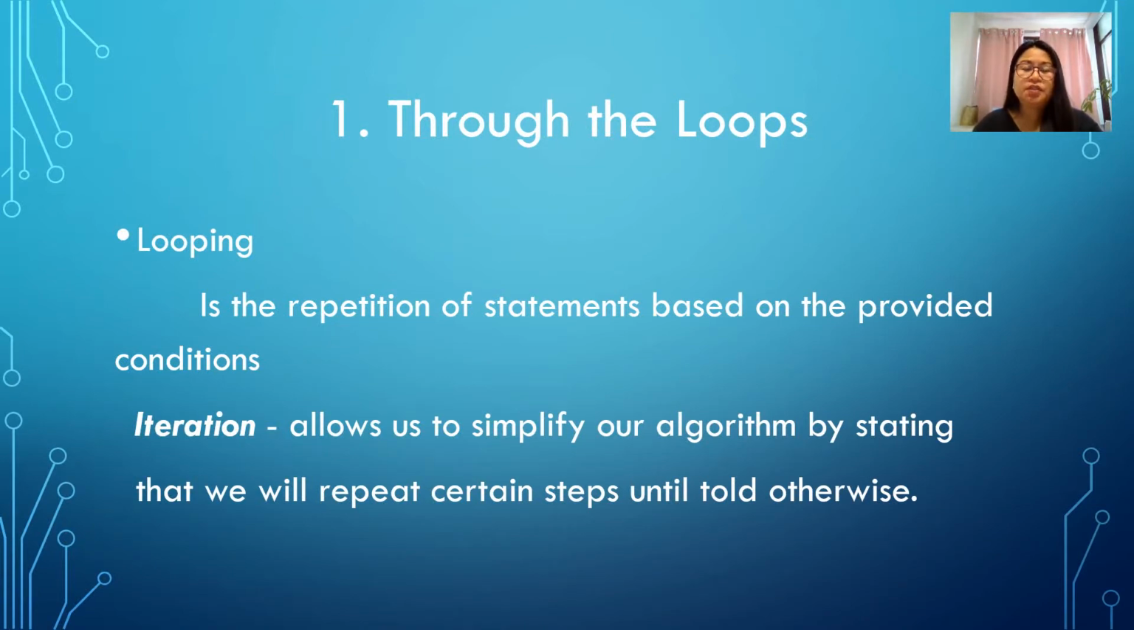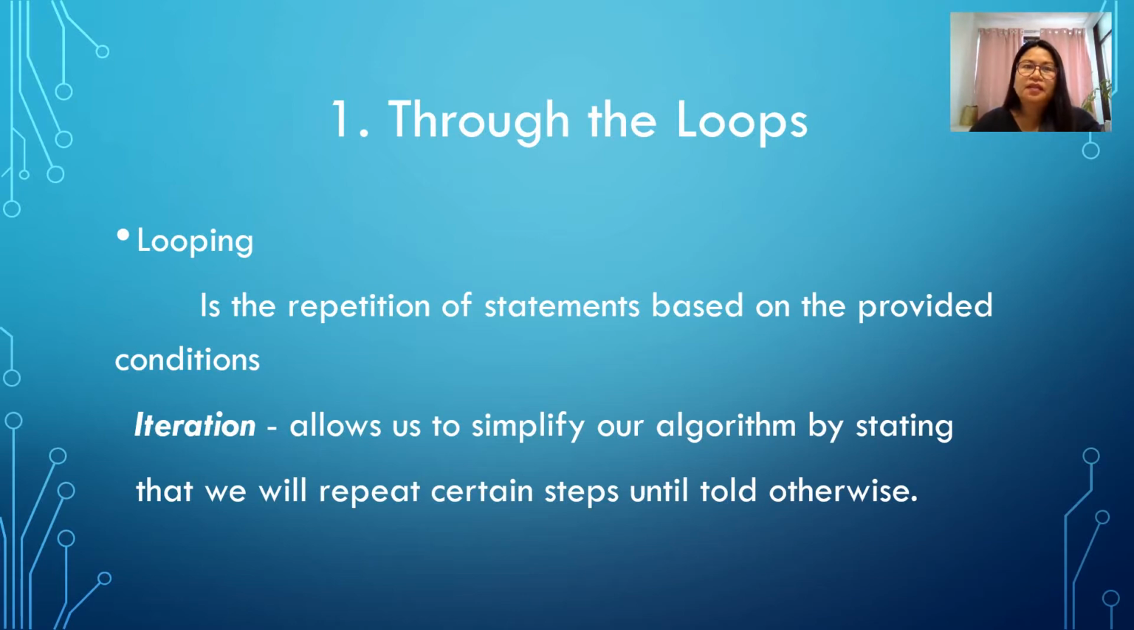Looping is the repetition of statements based on the provided conditions. So one possible loop is the iteration, which allows us to simplify our algorithm by stating that we will repeat certain steps until told otherwise. Looping will help us a lot to save time and effort when we do the codes, because instead of using multiple couts, we can use the loop statement.